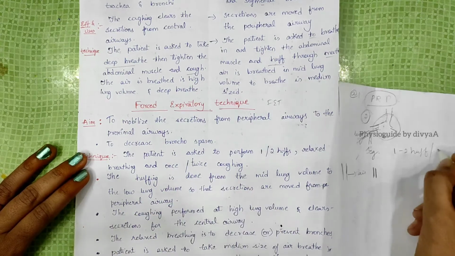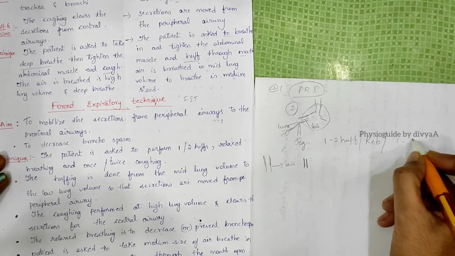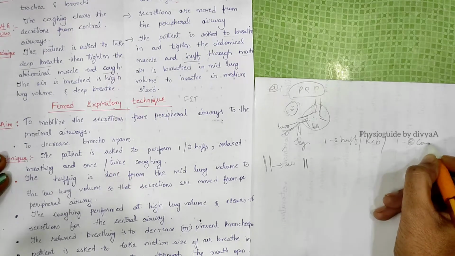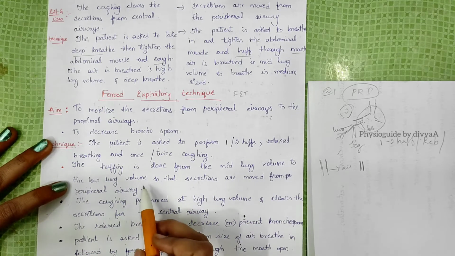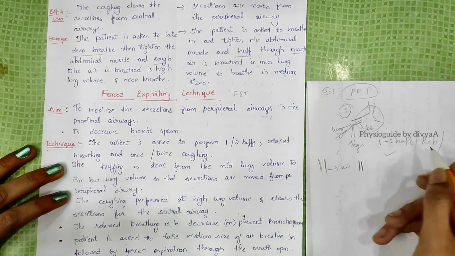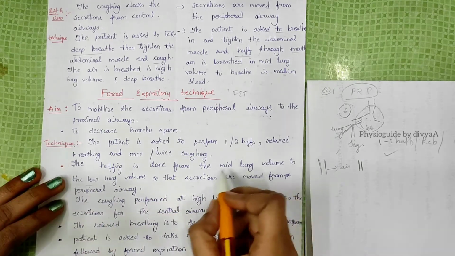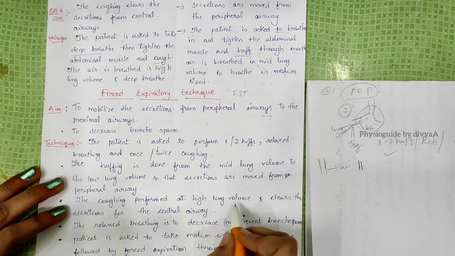Relaxed breathing. Next, again once or twice, coughing must be done. Huffing is done from the mid-lung volume to low lung volume, so the secretions are moved from the periphery. Huffing should be done from the mid to low lung volume, deep inside. The coughing is performed at high lung volume.